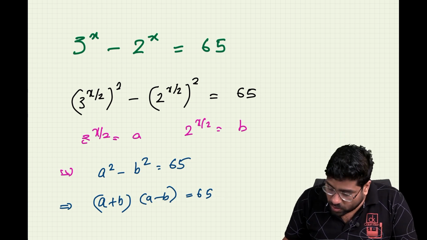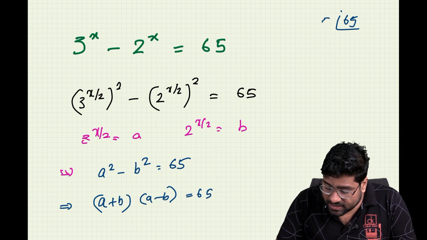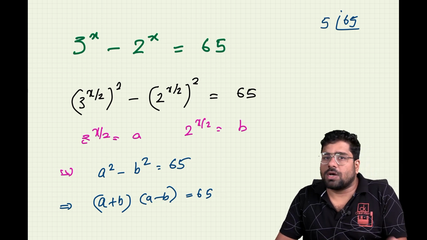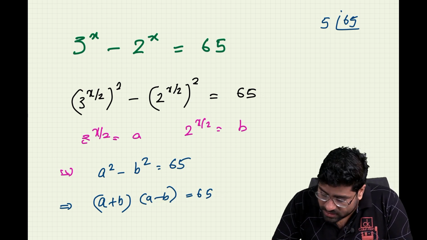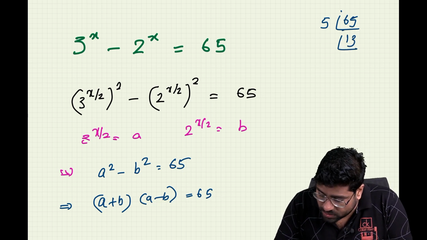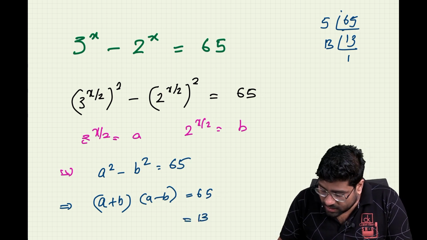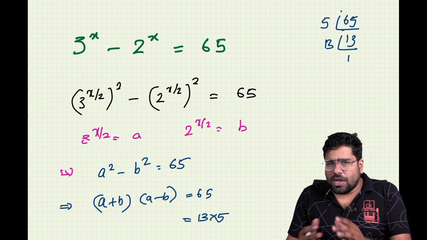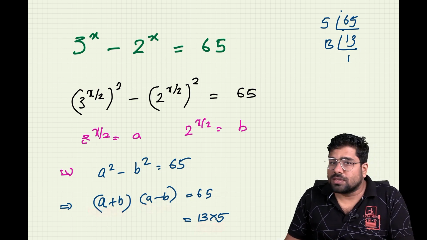Now from this, we are going to do a small prime factorization, and as I said, you cannot go for 2 and 3 because 65 is not divisible by either 2 or 3. Now we go for 5, and we can see this is going to be 13, and we end up with 13 into 5. So a plus b into a minus b is equal to 13 into 5.